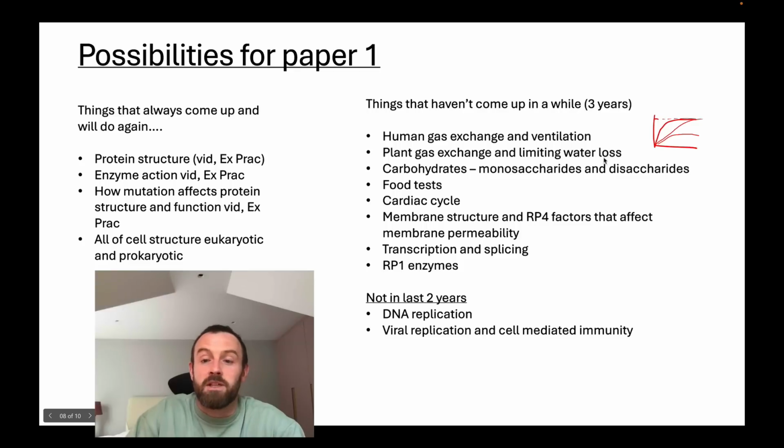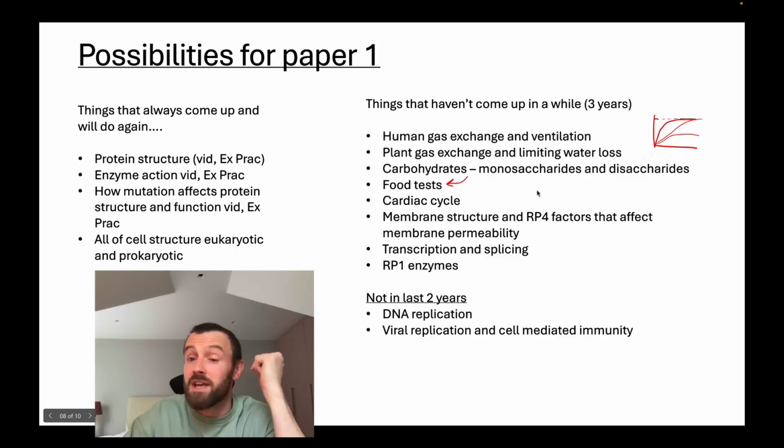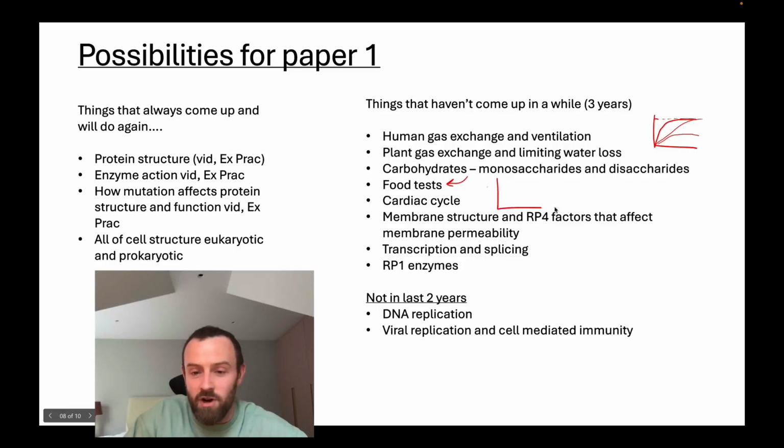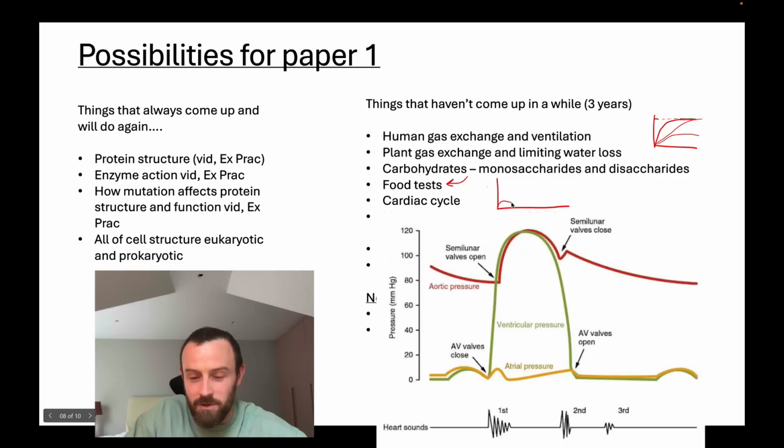Plant gas exchange and limiting water loss, so that could be xerophytes within that. Carbohydrates, monosaccharides and disaccharides. Now that could be nicely linked to food tests for monosaccharides and disaccharides, so you should know your reducing and non-reducing sugar tests. Cardiac cycle, that kind of classic graph. I'm going to very quickly sketch it, where it kind of looks a bit like this, and then you've got the aorta pressure that kind of looks like this. Can you identify when things are opening and closing, basically?